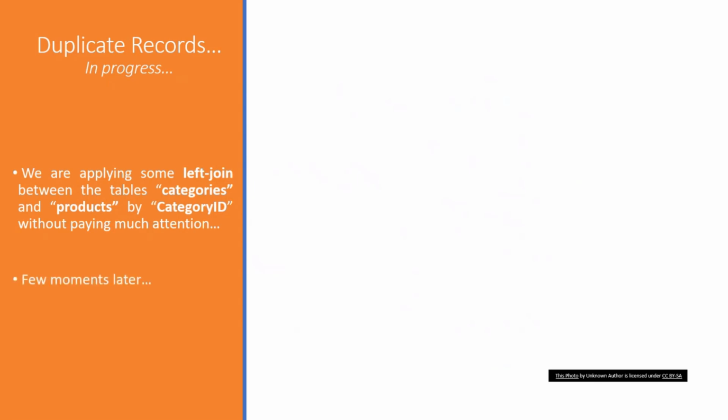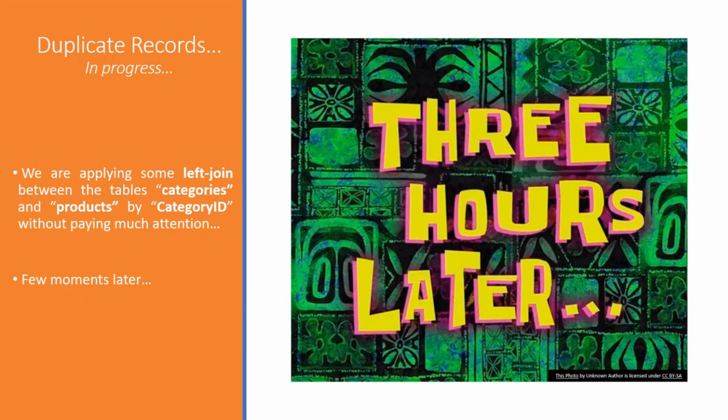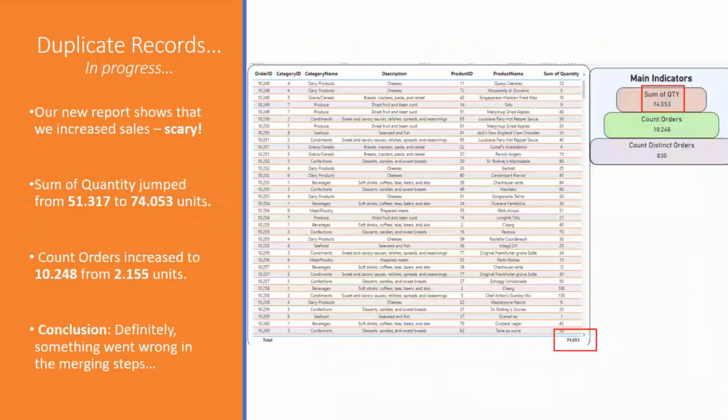Here we are applying some left joins between the tables categories and products by the column category ID without paying much attention. A few moments later, we increased the sales by more than 20,000 units. The count of orders jumped from 2,000 to 10,000. So definitely something went wrong: you refresh your data set and all of a sudden you have these massive numbers, and you don't understand what happened. Most likely you got a duplication error.